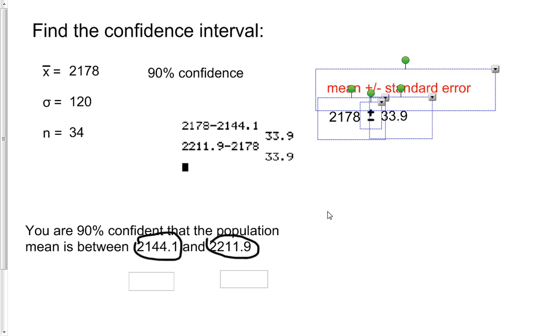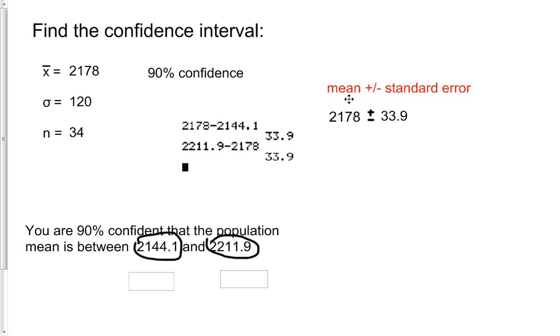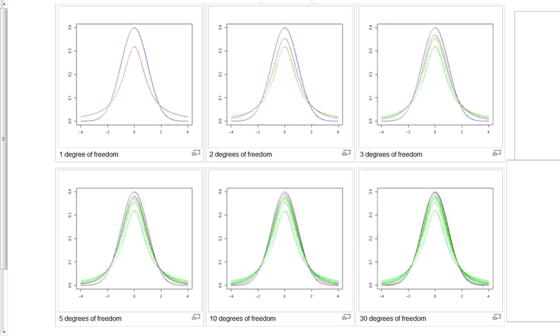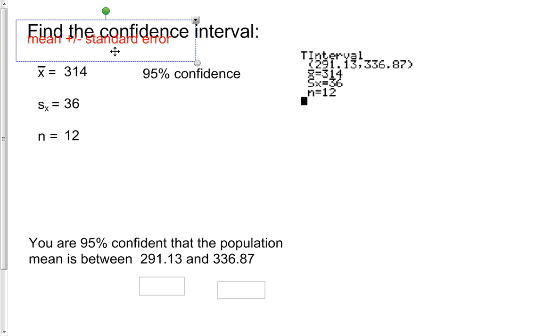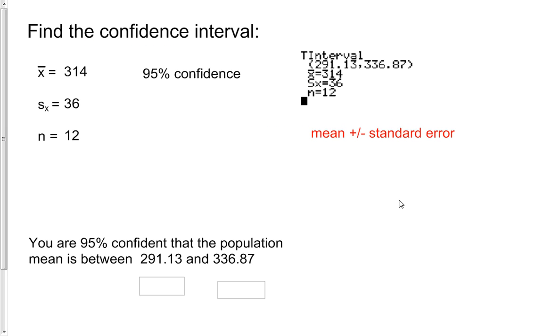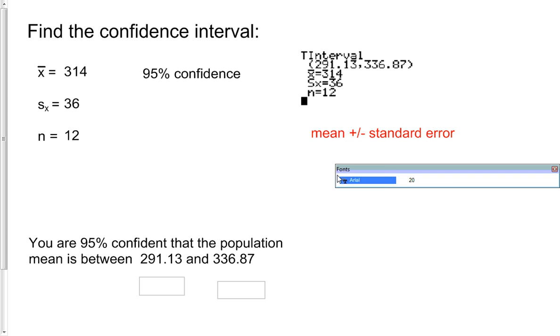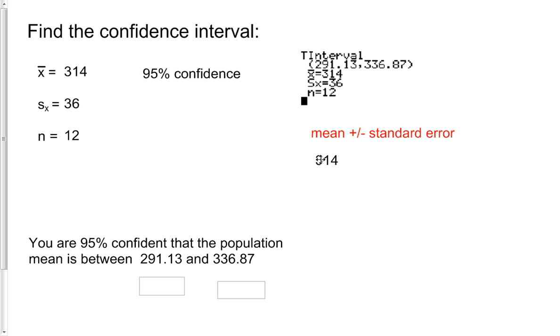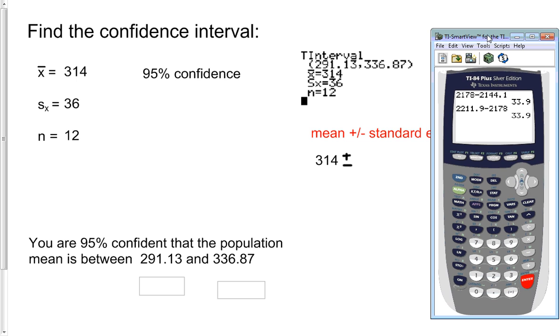So let's go ahead and do this one more time, actually a couple more times. In this problem here, we use the t-interval instead of the z-interval, but it works the same basic way. We have a mean that we're given, 314, so we'll write that in. And we'll have our plus or minus, because we can either add or subtract from the mean, and then our standard error. Now, in order to calculate that, we take our calculator out.